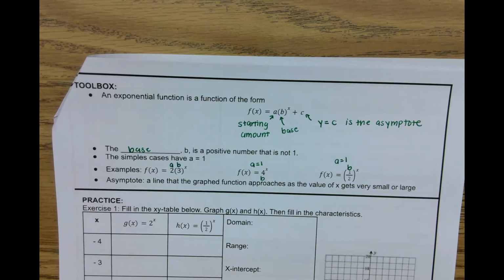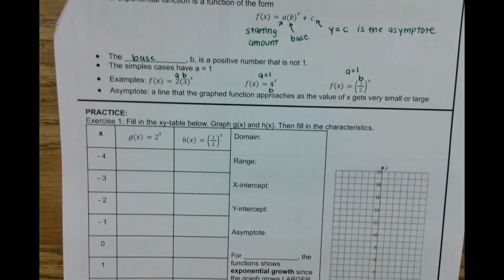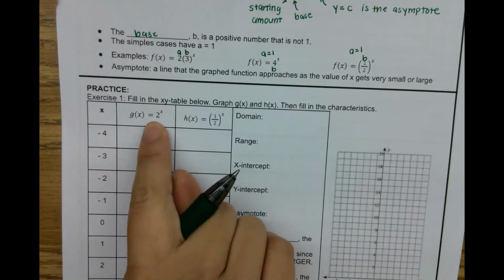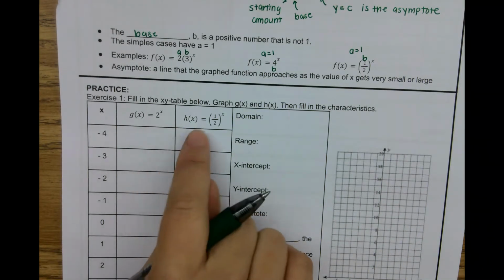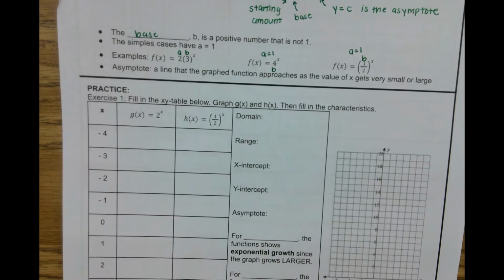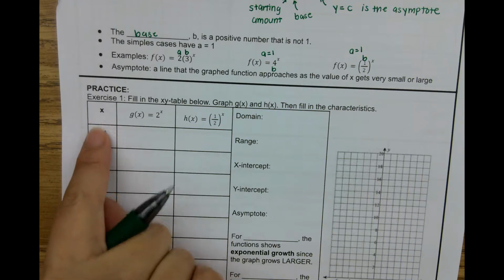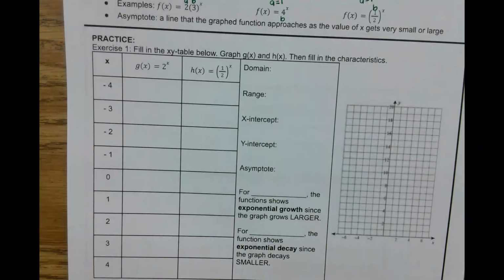So here we're going to start by graphing. We're going to graph two functions. One function is going to be g of x equals 2 to the x power. The other function is going to be h of x equals 1/2 to the x power. All we're going to do is plug in numbers to solve, and then we're going to find some key features like domain, range, x-intercept, y-intercept, asymptote, and then we're going to graph it here.